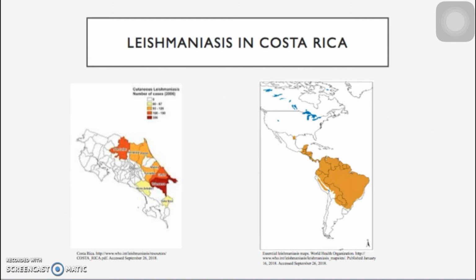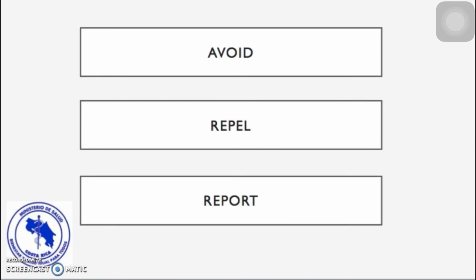But leishmaniasis also affects many other countries in Central and South America, as you can see. As the Talamancan Health Department, we are working to address this disease and reduce the rising incidence rate through our new campaign: Avoid, Repel, Report.